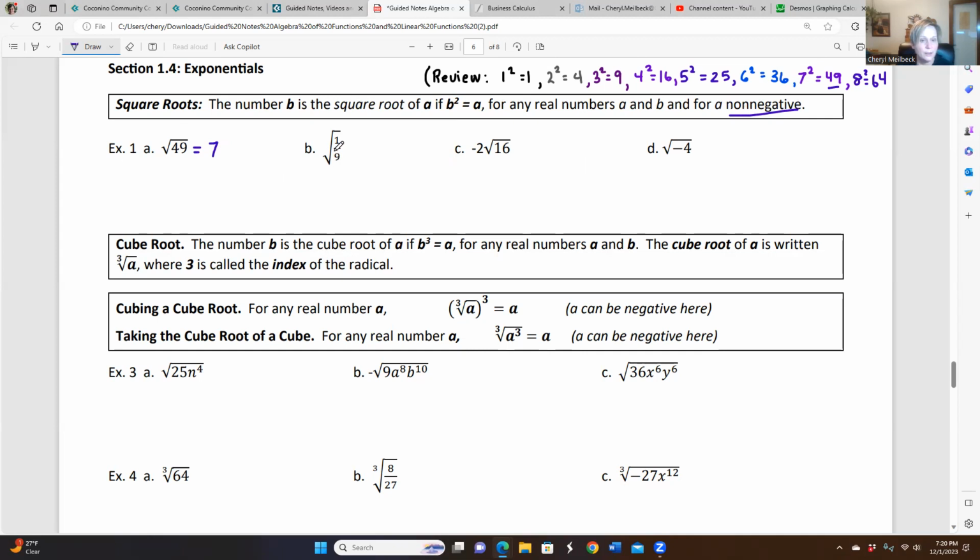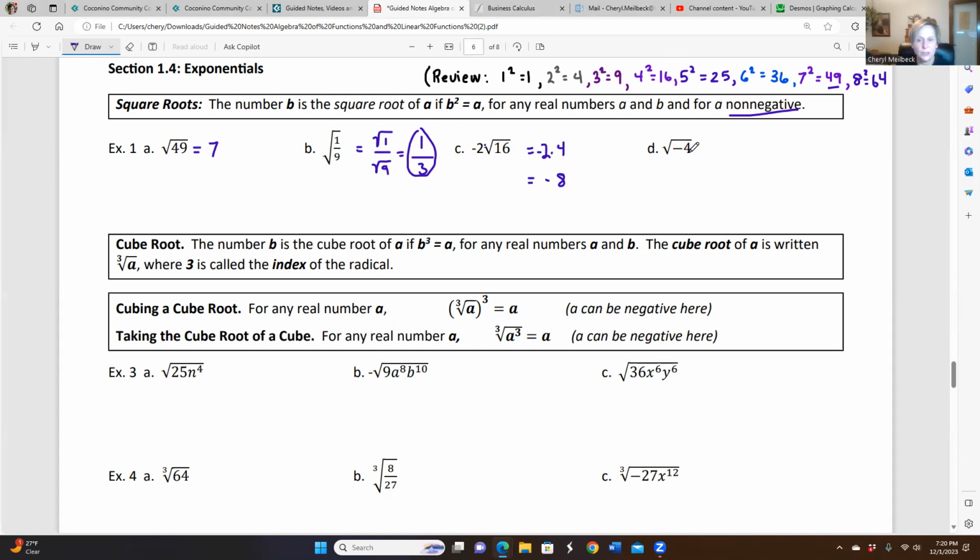This looks intimidating because it's a square root of a fraction, but we can really write it like this. Now the square root of 1 is 1, the square root of 9 is 3, so the square root of 1/9 is just 1/3. Doing this one is a little more complicated, but we have the -2 being multiplied by the square root of 16. We know the square root of 16 is 4, so the -2 is multiplied simply by 4. So our answer is -8.